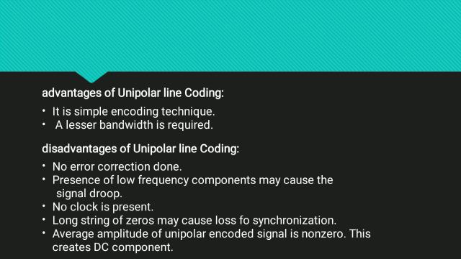Advantages of unipolar line coding: it is a simple encoding technique and a lesser bandwidth is required. Disadvantages of unipolar line coding: no error correction is done.